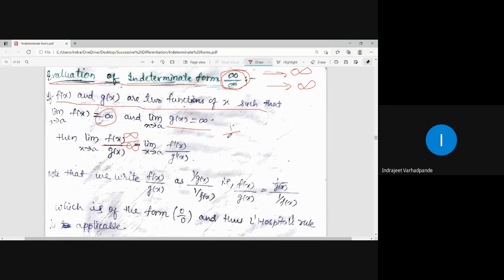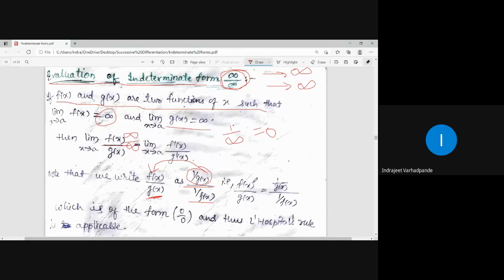I just now told you that 1 by infinity is 0. So f of x upon g of x can be written by writing the reciprocal of the denominator in the numerator, and the reciprocal of the numerator in the denominator. If you arrange them properly, it will again be convertible to f of x upon g of x.